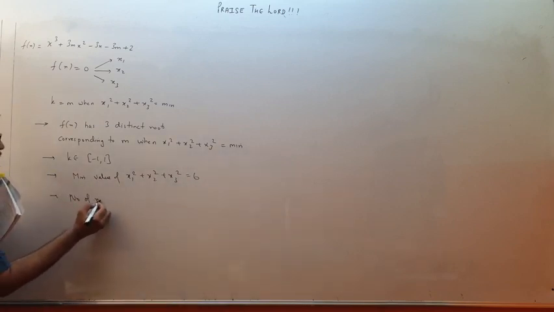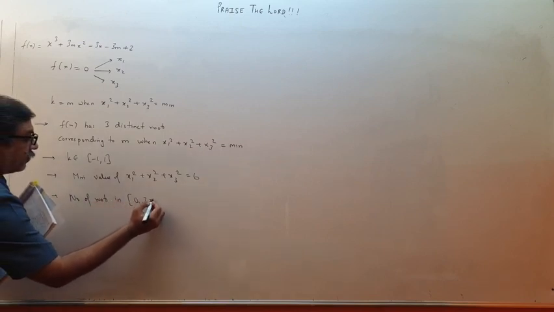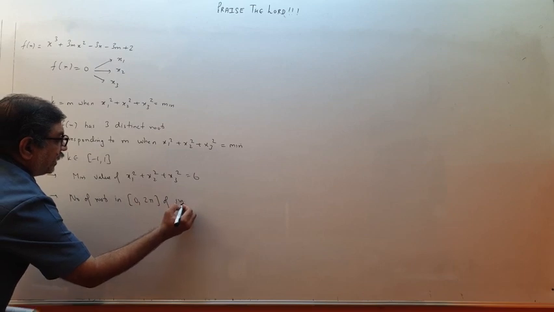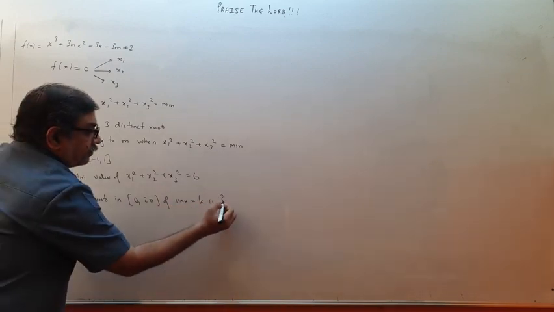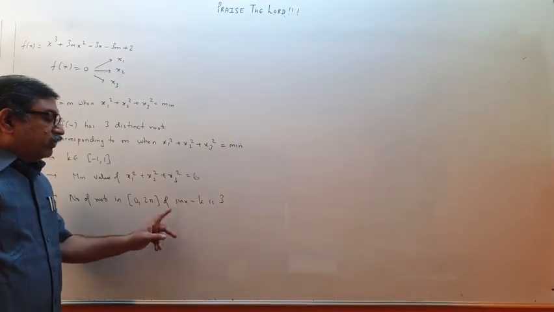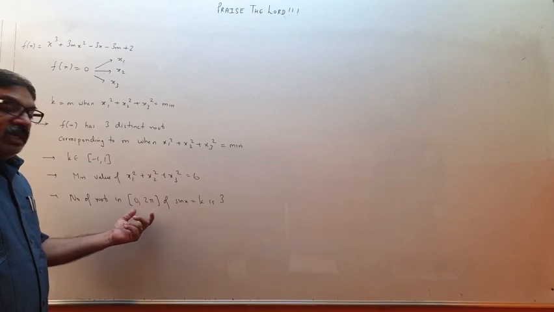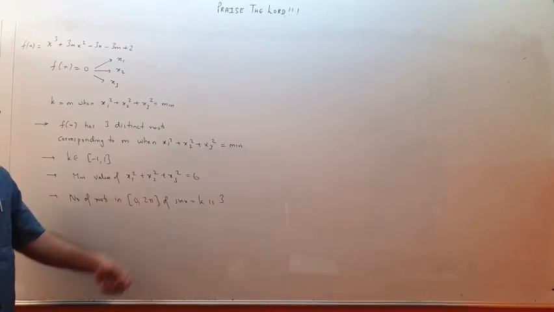The number of roots in 0 to 2 pi of sin x equal to k is 3. So what is k? We first find that out. Then we solve the equation sin x equal to k in this interval and see how many values of k are there. So he says the number of roots will be how many.